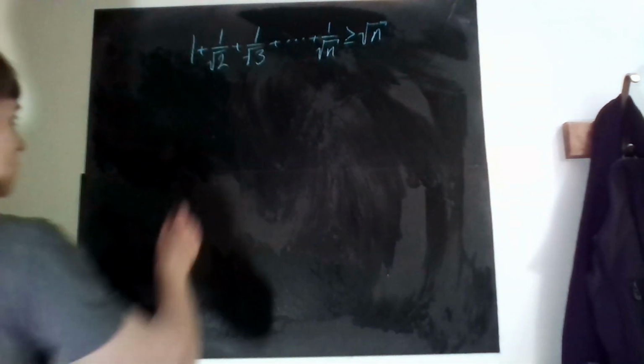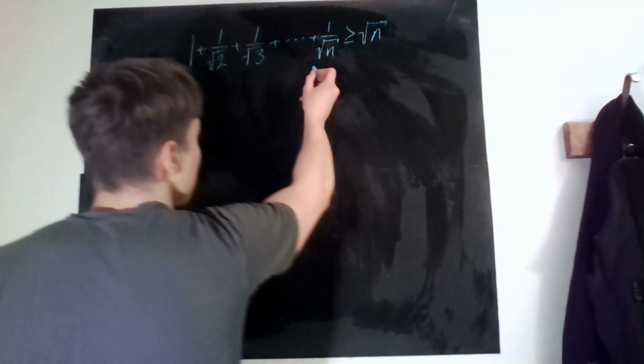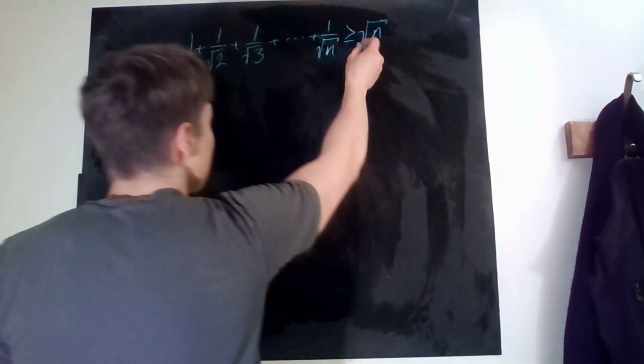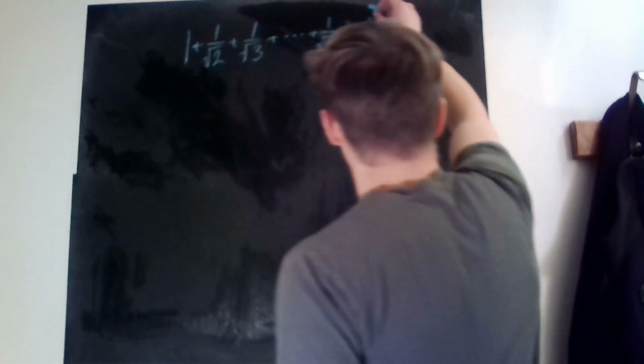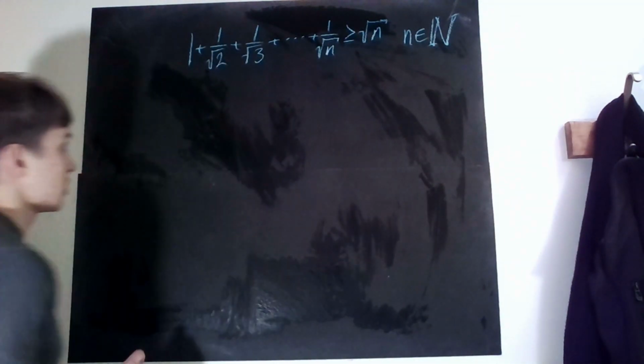Anyways, yes. Okay, so we're supposed to prove that 1 plus 1 over the square root of 2 plus 1 over the square root of 3 all the way up to 1 over the square root of n is larger than or equal to the square root of n for all positive or natural numbers n. So how do we prove this? We prove it by induction, of course.